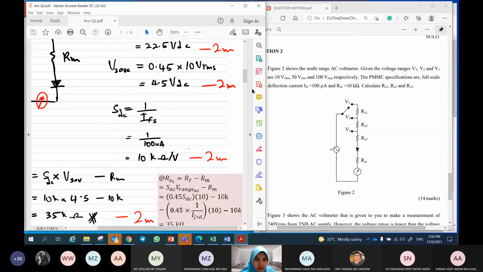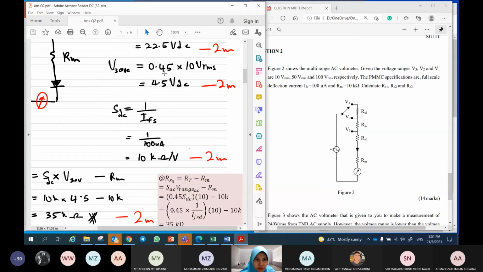The provided solution here uses DC calculation, so you need to convert the AC voltage here to DC. This is half wave rectification. Why half? Because we have only one diode here, so this is a half wave rectifier. That's why this calculation converts to DC, or to average, by multiplying the AC V range with 0.45.